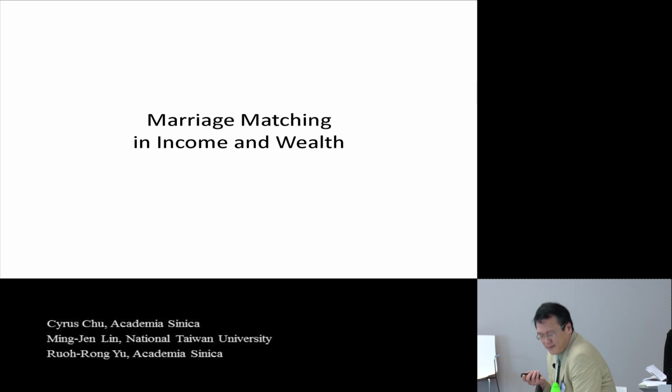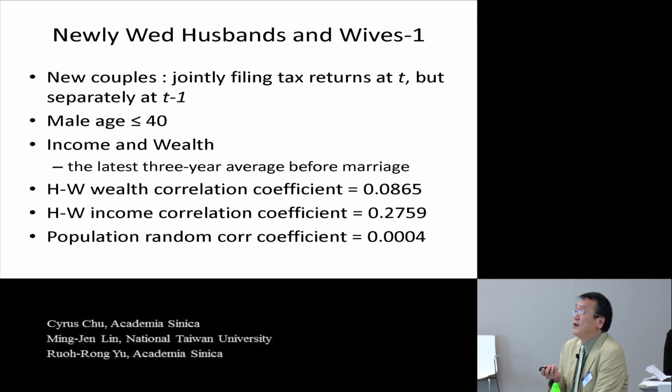Then for marriage mating, this is also preliminary. We look at the tax return data. We find those people who file jointly at time t but separately at time t-1, and we identify them as newly married. Maybe there is some error, but I cannot find a consistent difference. We restrict to males aged less than 40. I don't want to analyze second marriage matching.